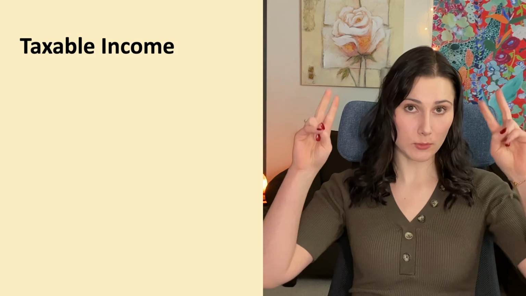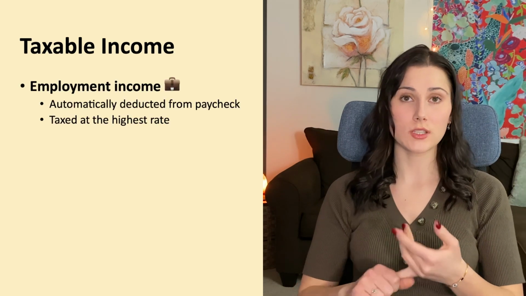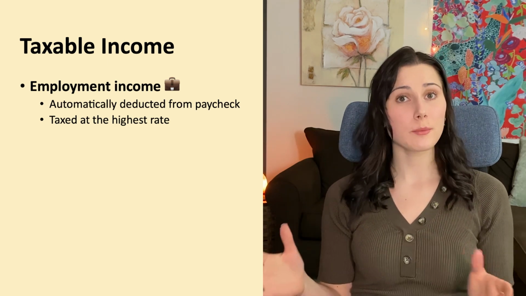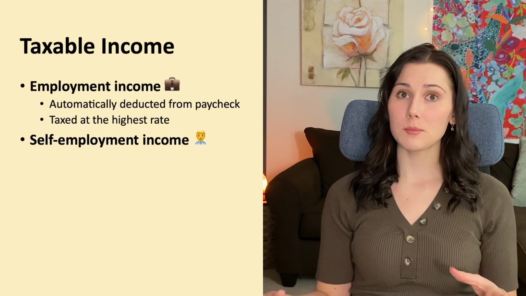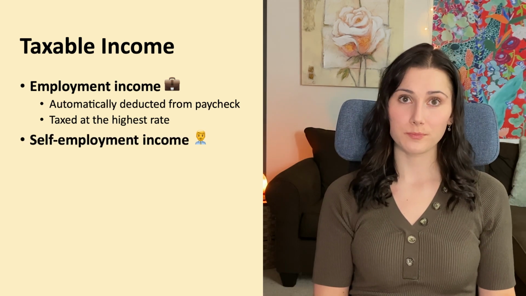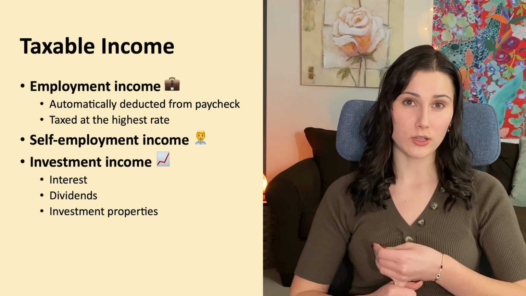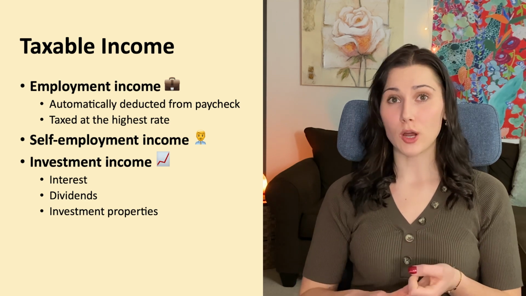You can earn money from different sources, and depending on where that money comes from, it will be taxed differently. This is what's known as taxable income. Taxable income includes employment income, which is income that you get from your employer. It's automatically deducted from your paycheck, and it happens to be taxed at the highest rate. There's also self-employment income for those of us who are self-employed. There's investment income, which would be anything like interest that you earn on your investments, dividend-paying stocks, investment properties.